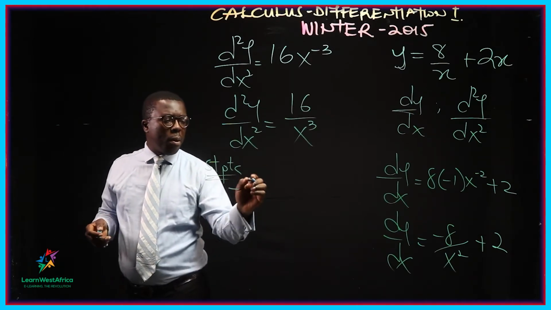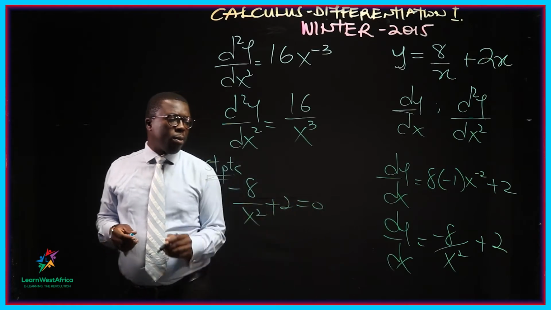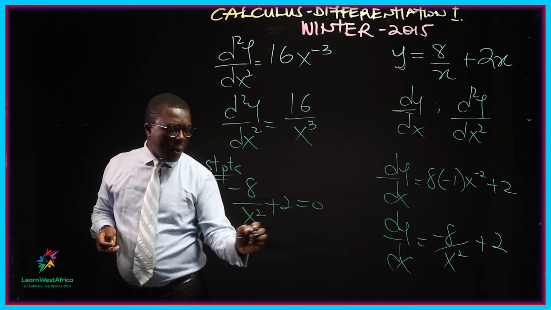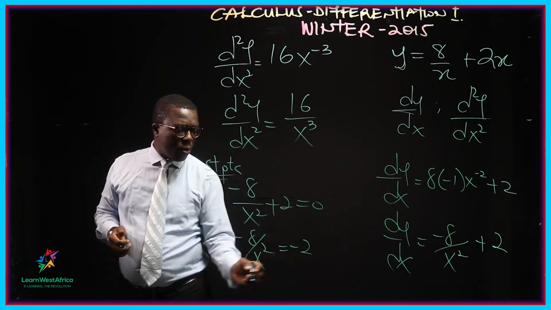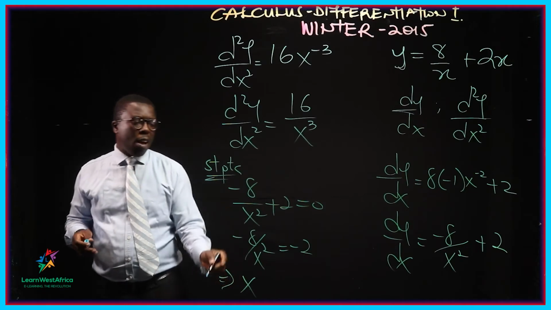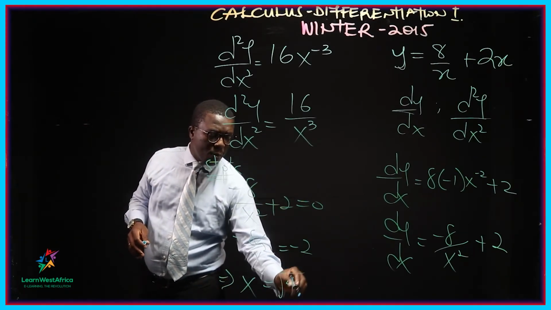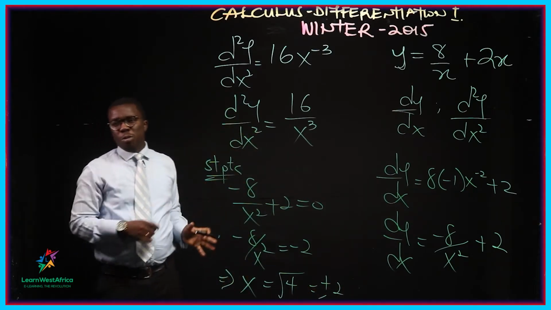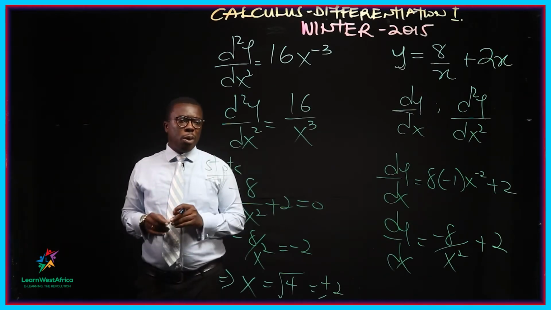That's going to give us minus 8 over x squared plus 2 equal to 0. Hope you are fine. Now, when we resolve that, we are going to get minus 8 over x squared equal to minus 2. And hence, our x is going to be the root of positive 4, which is plus or minus 2. So our x is equal to positive 2, or x is negative 2. These are the stationary points that we are looking at.